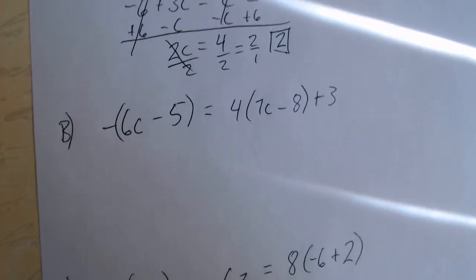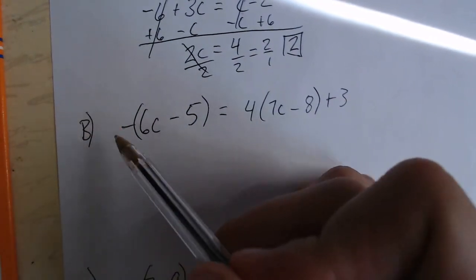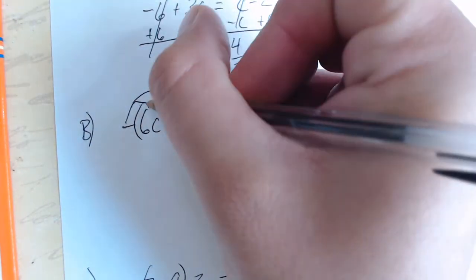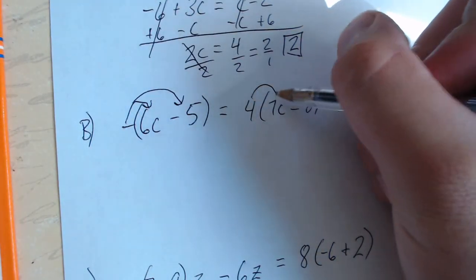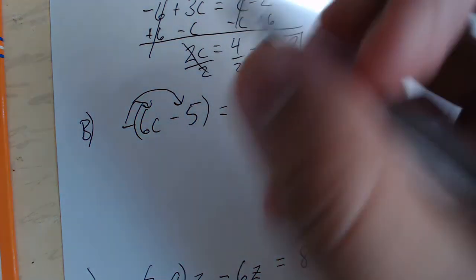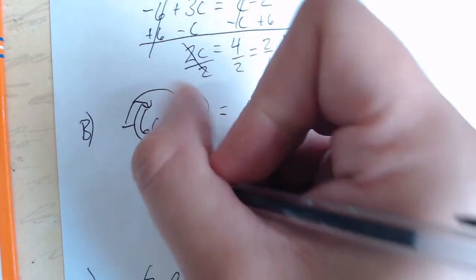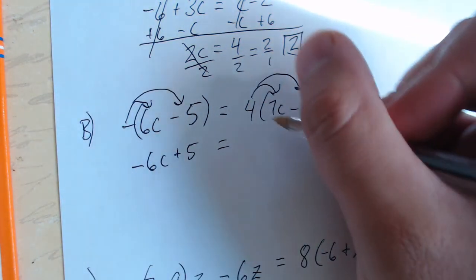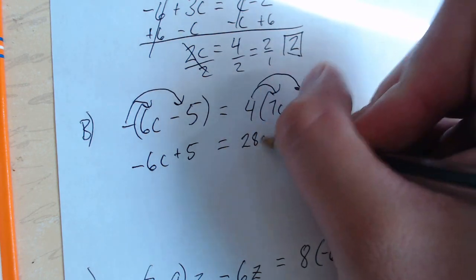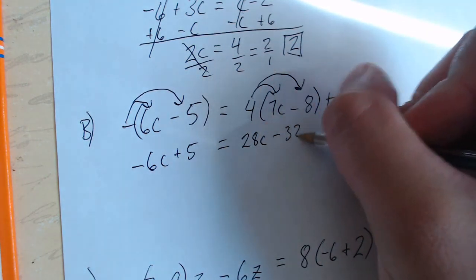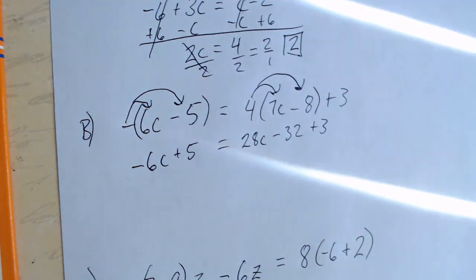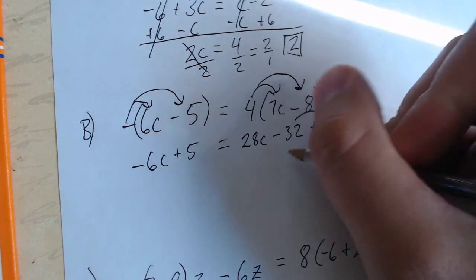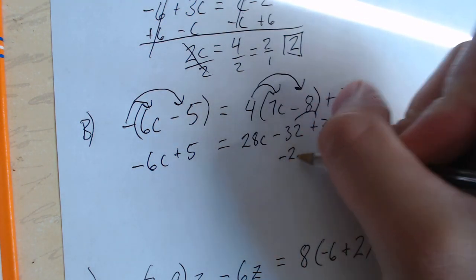Now in B, we have two sets of parentheses, and this first one only has a negative on the outside. So we're going to distribute that negative, or that negative 1, to each of these numbers. Then we're going to distribute this 4 over here on this side. So this makes the left side negative 6c plus 5, and this side becomes 28c minus 32, and then plus 3 on the end. From here, we'll combine this negative 32 and the positive 3, and that becomes negative 29.